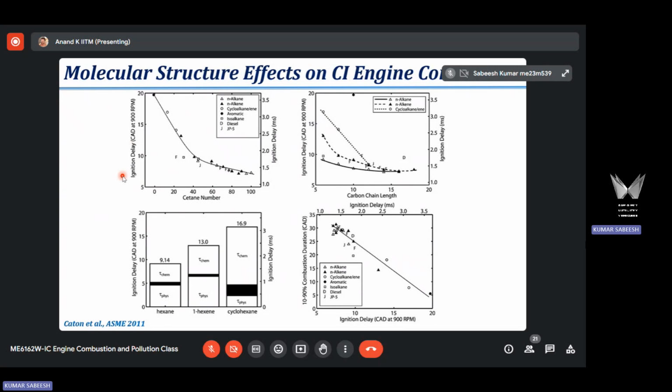This is not the case in an SI engine, wherein the nature of ignition is spark discharge. You are discharging a very high thermal energy through the electric spark, and you make the mixture ignite because of the high thermal energy that you provide.